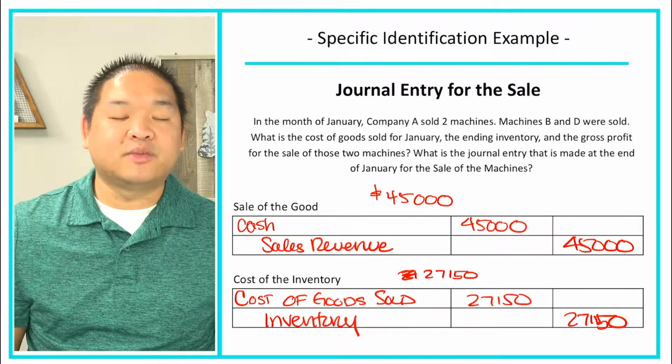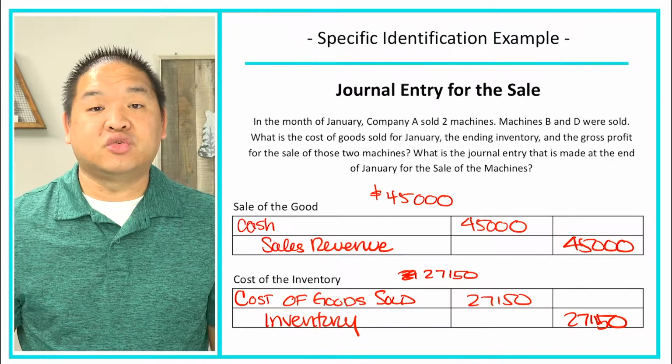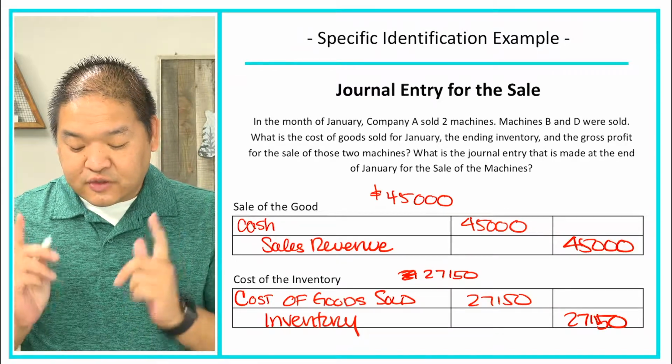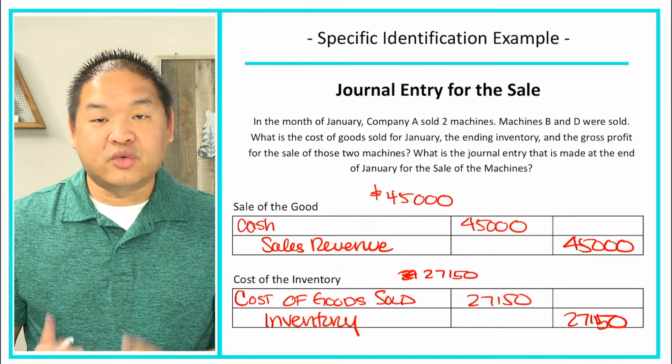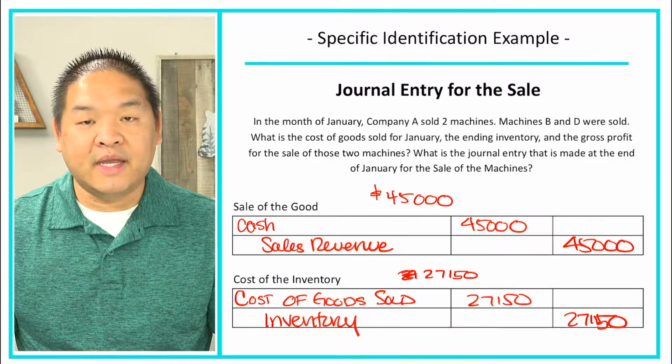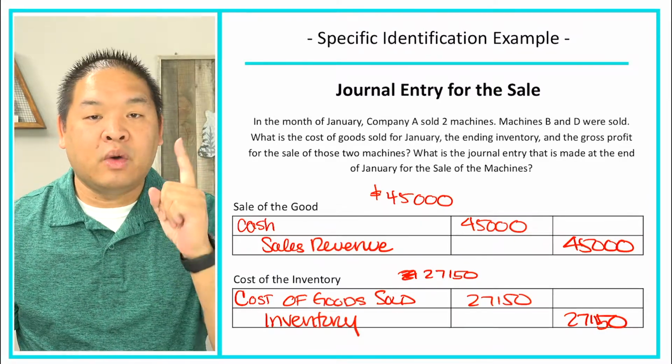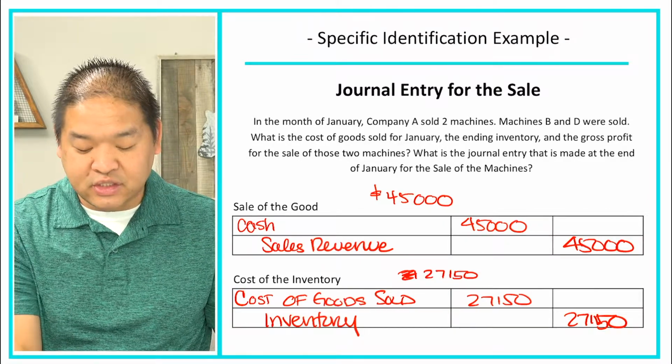I can't write my fives, but that's okay. So that would be our journal entry. Debit cost of goods sold for $27,150, credit inventory for $27,150. Remember, when we're making a sale, we have at least two entries to do, one for the sale, one for the cost of goods sold.